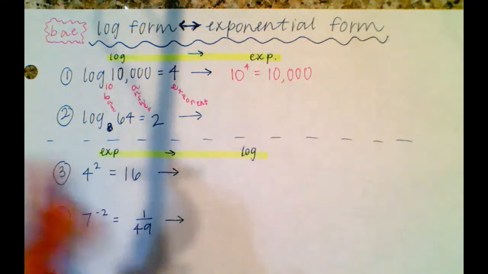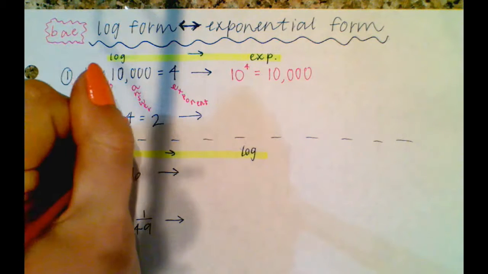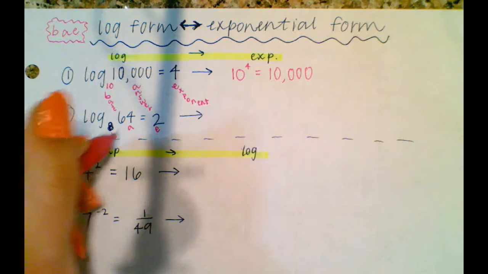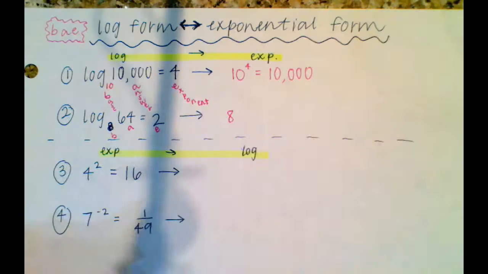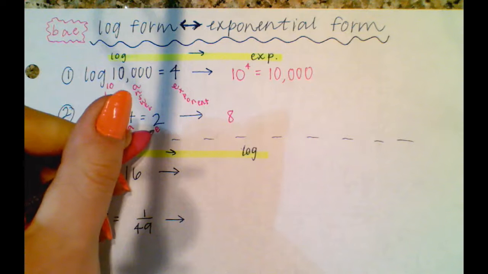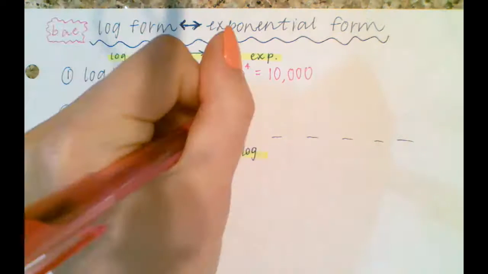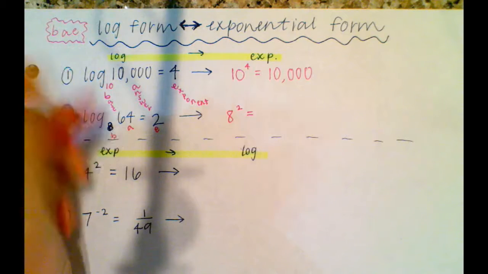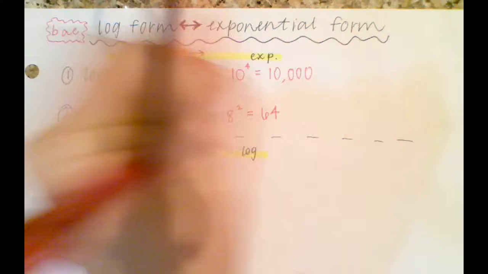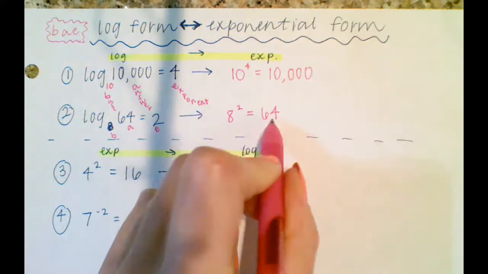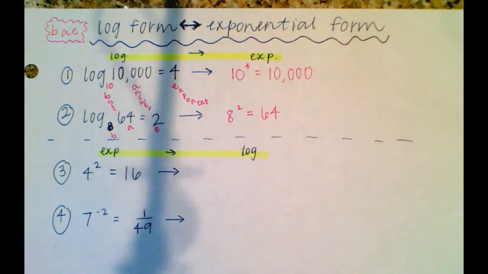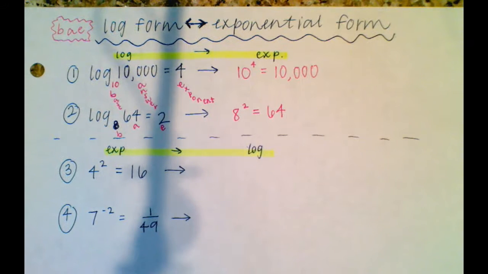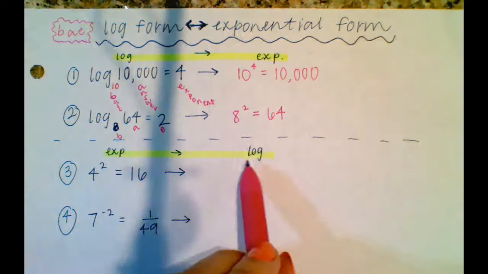On number 2, let's spell out bae again, B-A-E. 8 is going to be my base in exponential form. The 2 is your exponent because that's the E. And 64 is your answer because that's the A. Does 8 to the second power equal 64? Yes, it does. Woohoo! All right, now let's look at going from exponential to logarithmic form.